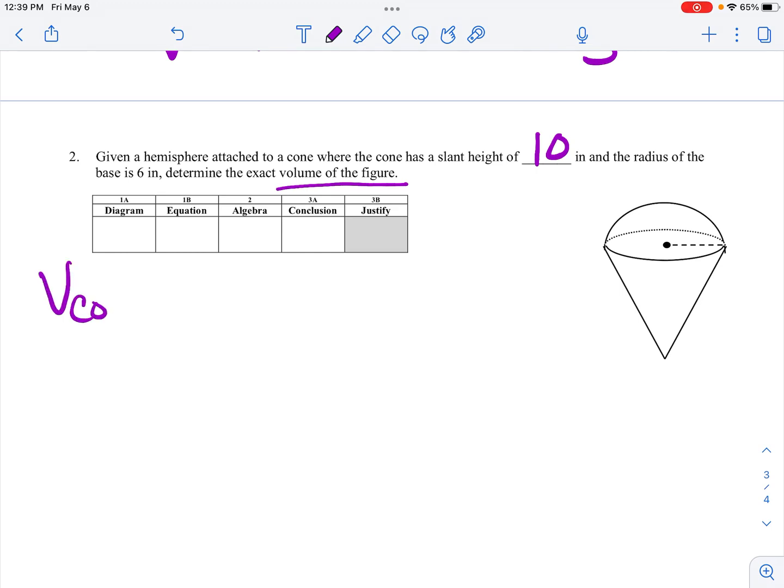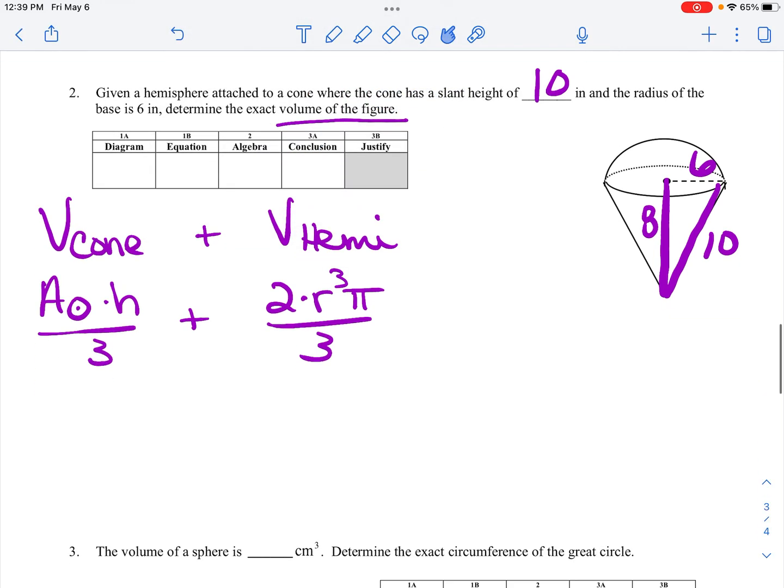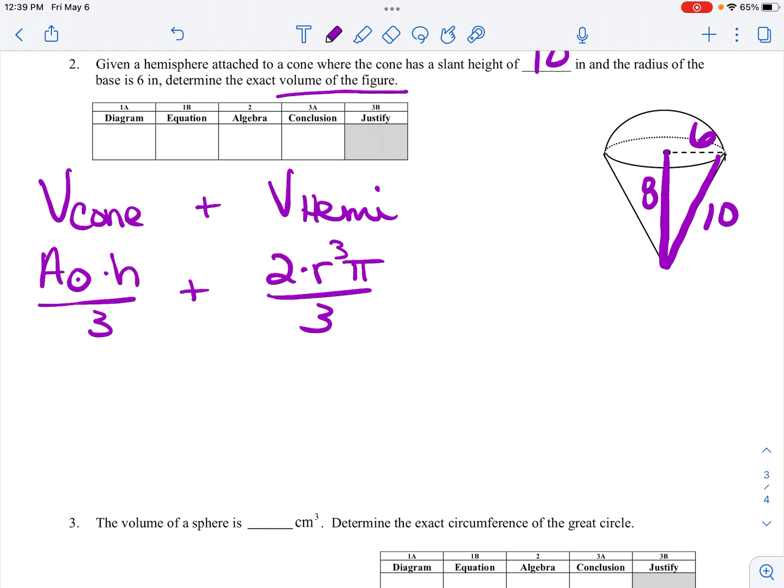So I'm going to find the volume of my cone, and then I'm going to add it to the volume of my hemisphere. Again, I like to write down my formula: area of the base times the height divided by 3. Hemisphere would be 2 times radius cubed pi divided by 3. So basically, if I can just find these quantities, I'm going to be in good shape. My slant height is 10. That's my surface height. My radius is 6, which means my inside height would have to be 8 because of my triples.